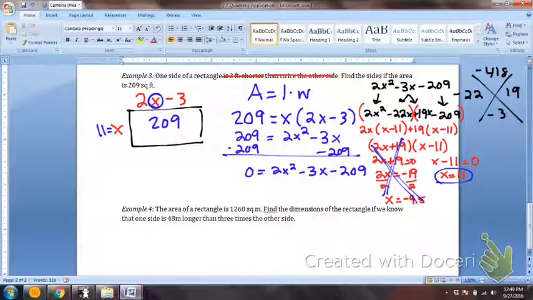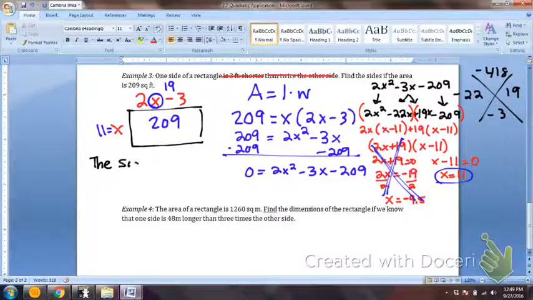19. Ooh, 19. Anyone agree with that? 2 times 11 is 22. 22 minus 3 is 19. So this is 19 up here. What should our sentence be, Justin? I'll start it for you. The missing side is 11 feet long.